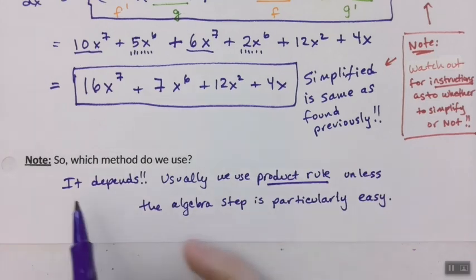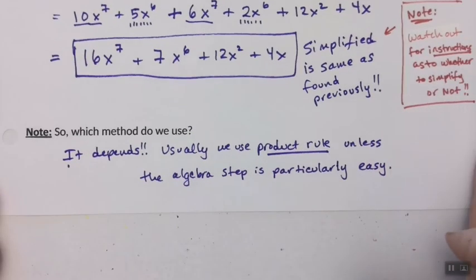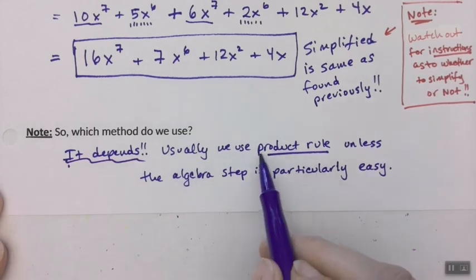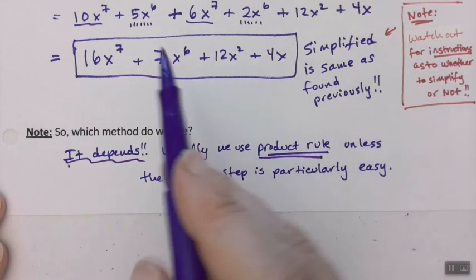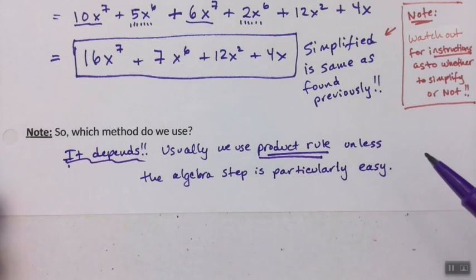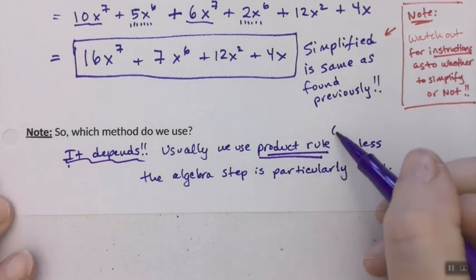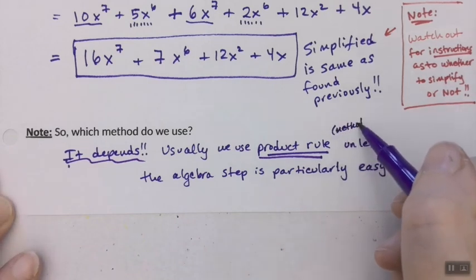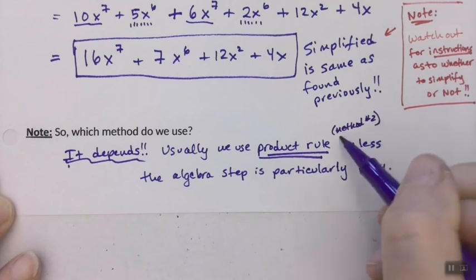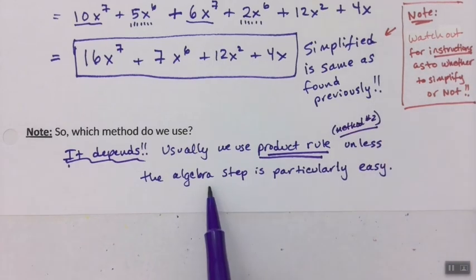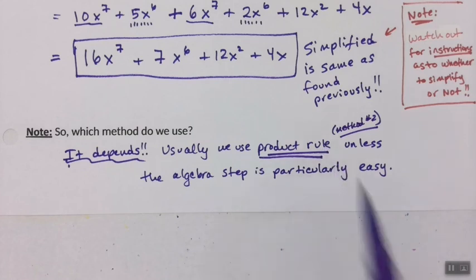So usually we use the product rule first. So the second method, the method I'm using here, usually that's the one we use, method 2, unless the algebra is particularly easy, right? So the algebra step, which is what we did first in method number 1 on the previous page. And if that's very, very easy and it's obvious, then we'll do the algebra first. Otherwise, we tend to use the product rule.